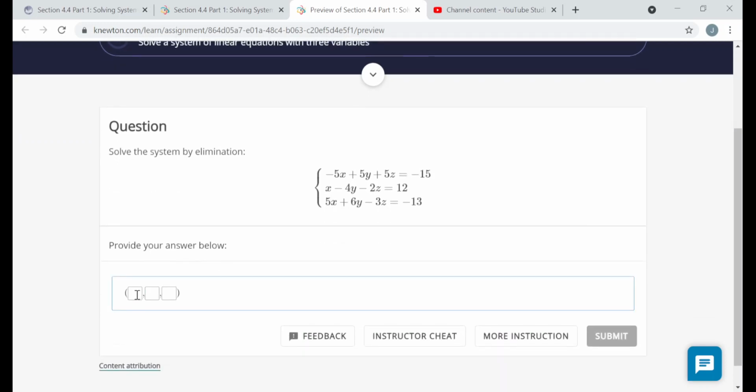And the way we'll enter our answer at the end is what they call an ordered triple, right? Because there are 3 values, not an ordered pair. And the first value will be the x, the second value will be the y, and the third value will be the z. Right, so I'm going to write out this system and talk about how to solve a system with 3 equations and 3 variables by elimination.